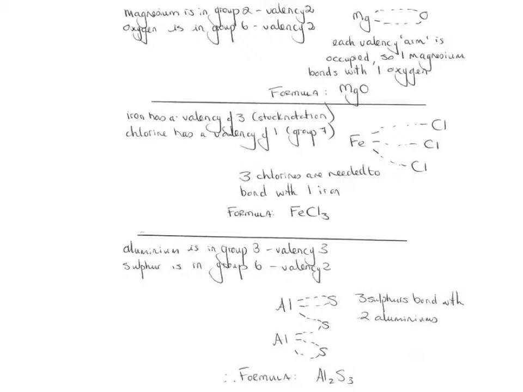This page just has a neater version of what I scribbled earlier, so if you want to look at it, you're very welcome, where it clearly explains magnesium's in group 2 has a valency of 2, oxygen in group 6, valency 2, etc., etc. Each valency arm is occupied, 1 magnesium bonds with 1 oxygen, 3 sulfurs bond with 2 aluminiums, so I land up with Al2S3. So this is just a neat version of it all.